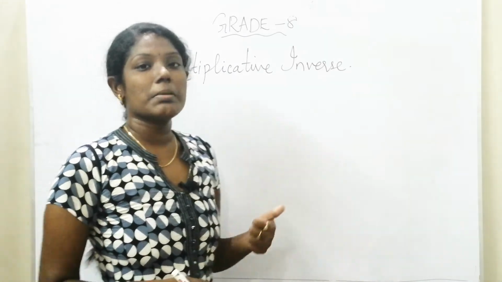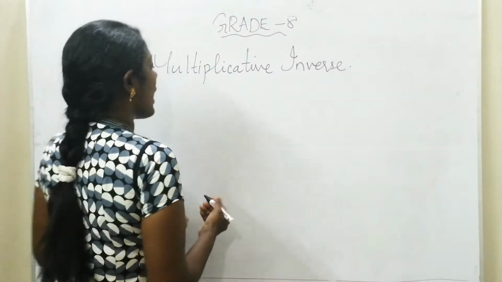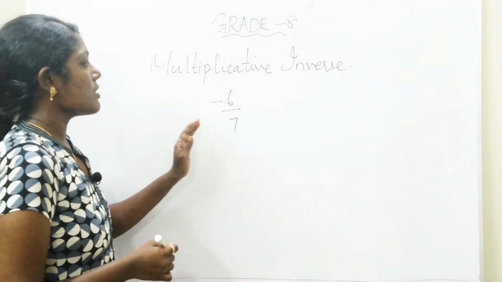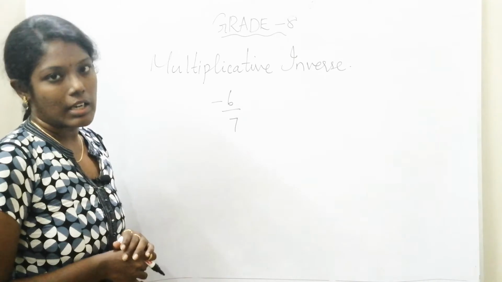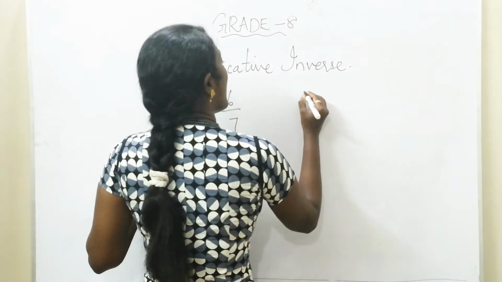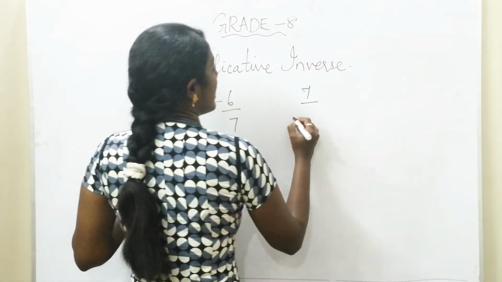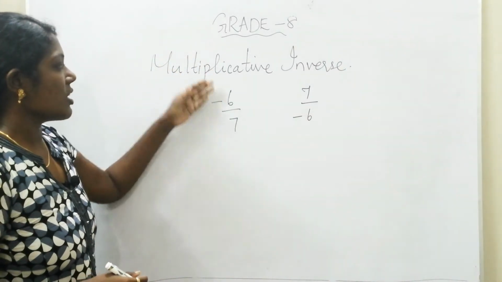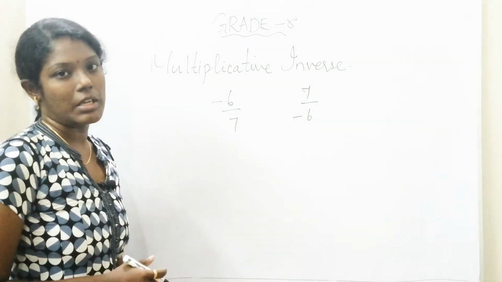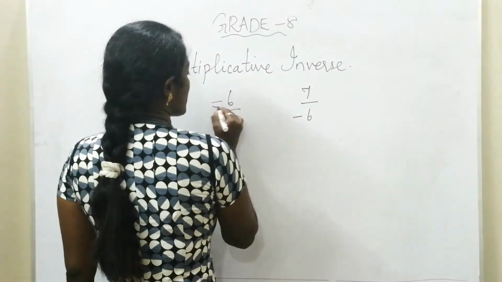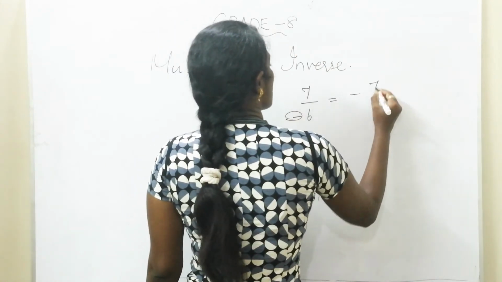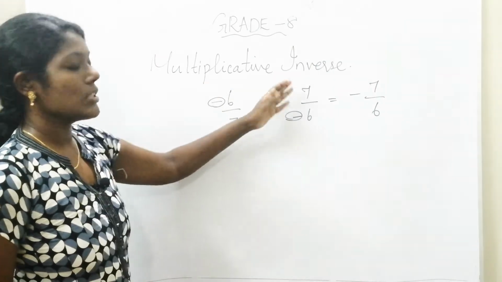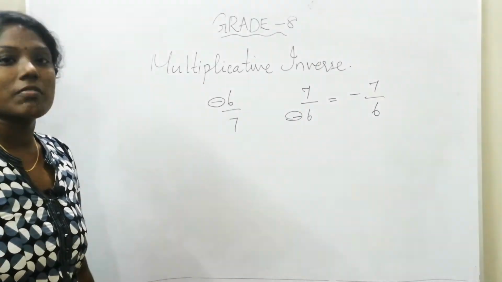But what happens in multiplicative inverse is, suppose I have a number minus 6 by 7. The multiplicative inverse of this number is, I exchange the numerator and the denominator. I keep my sign the same. The sign minus will be the same. You can also write this as minus 7 by 6, no problem. But my denominator and numerator should exchange. That is called multiplicative inverse.